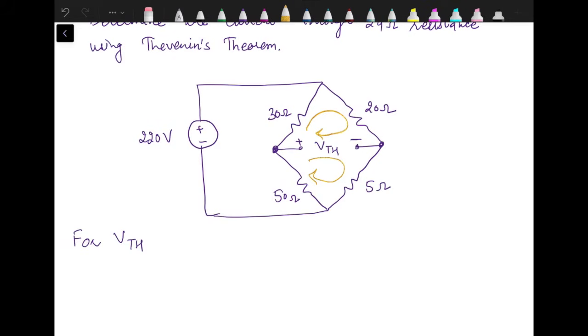For finding out the currents, what we see is that we are having two meshes. This is first mesh consisting of 220 volts, 30 ohm resistance and 50 ohm resistance, and this is our second mesh.